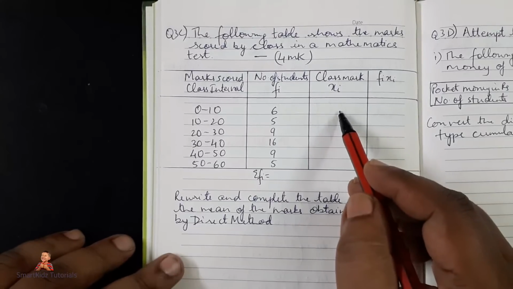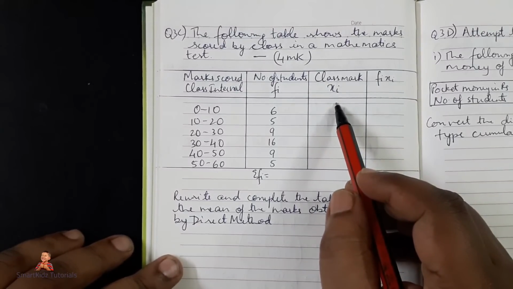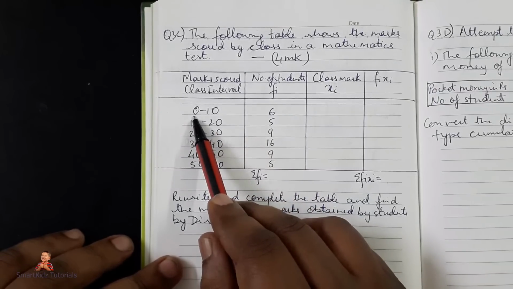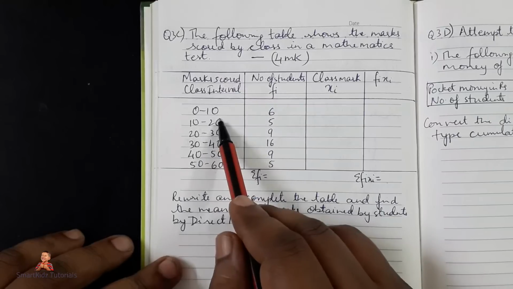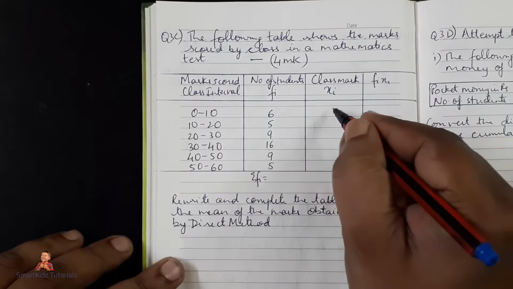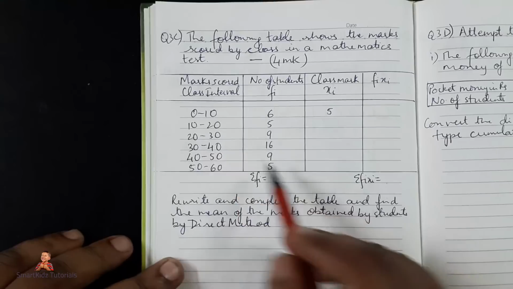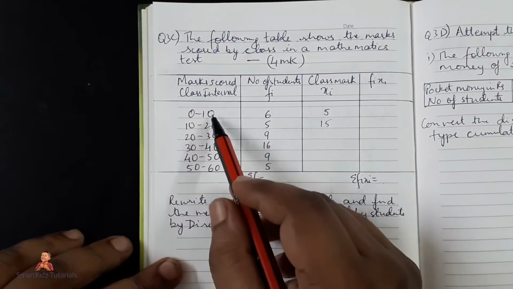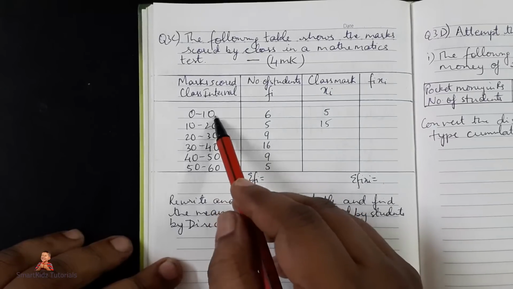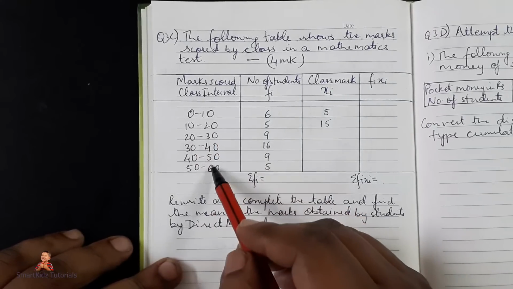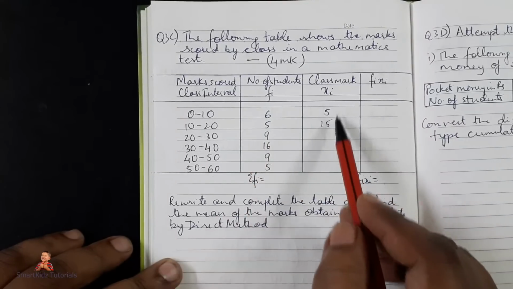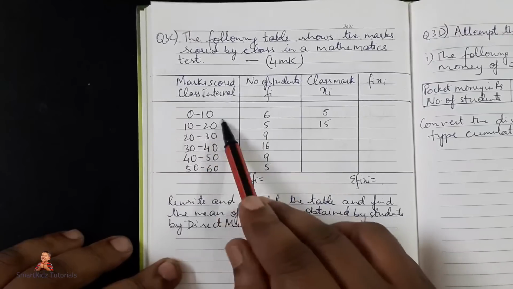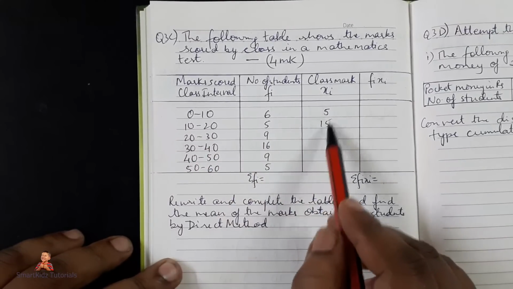Let's find the class mark first. So how do you find the class mark over here? Class mark is nothing but upper limit plus lower limit divided by 2. So 10 plus 0 divided by 2 will give us 5. So 5 is the class mark of this class interval, and next will be 15. Because the class size is 10, that is upper limit minus lower limit, it's constant, right? So that means the difference between the class marks also should be constant, and it should correspond with the class size. So the difference is 10.